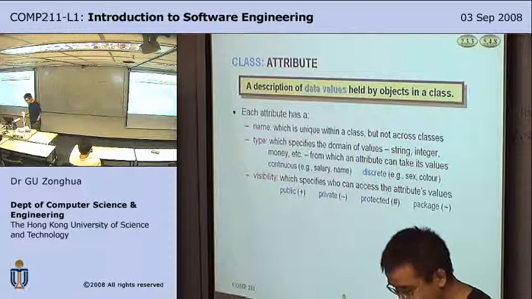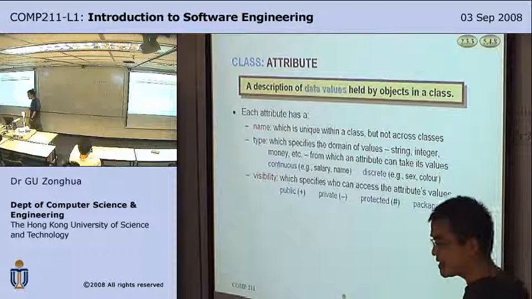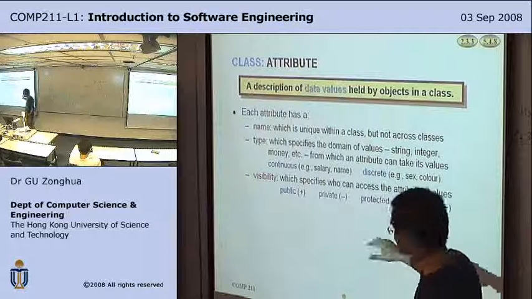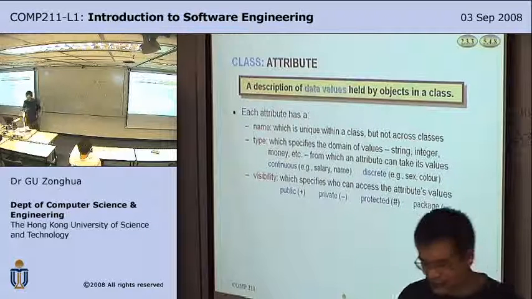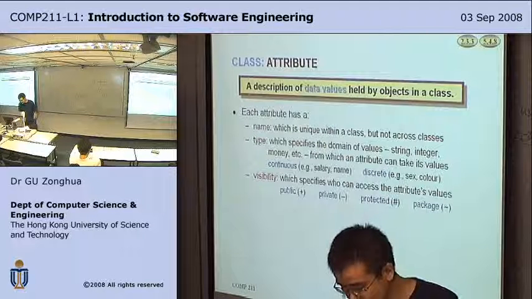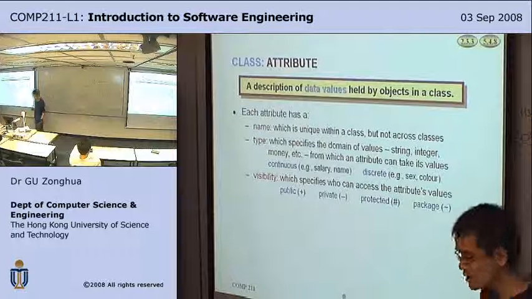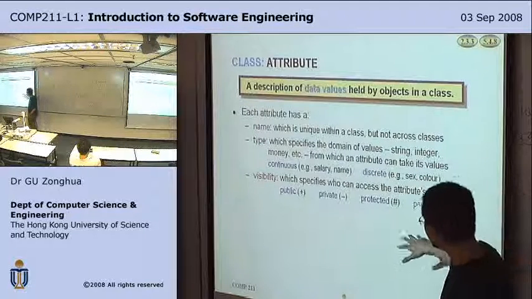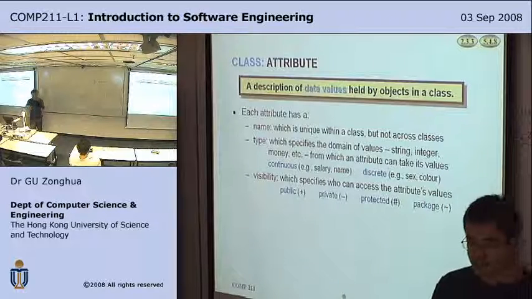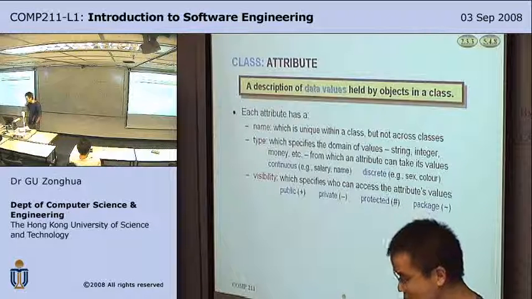So public is accessible to any other class. Private is only accessible to the class itself. And protected is accessible to the class and any of the subclasses of this class. We'll discuss subclasses and inheritance later.